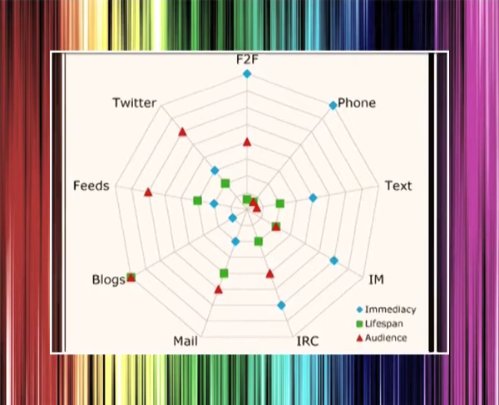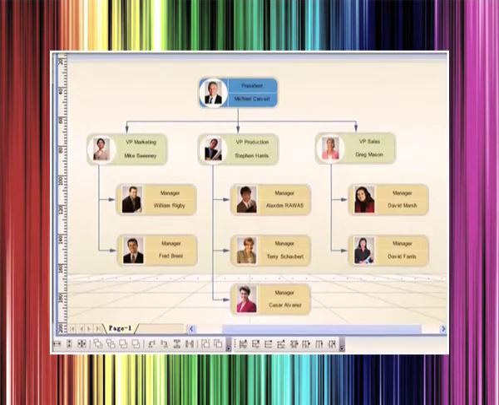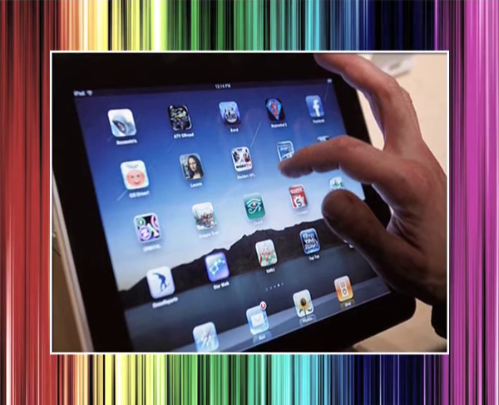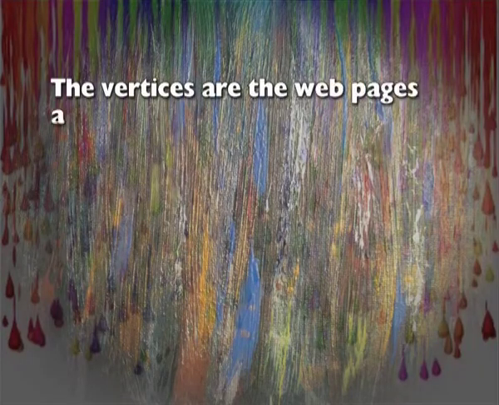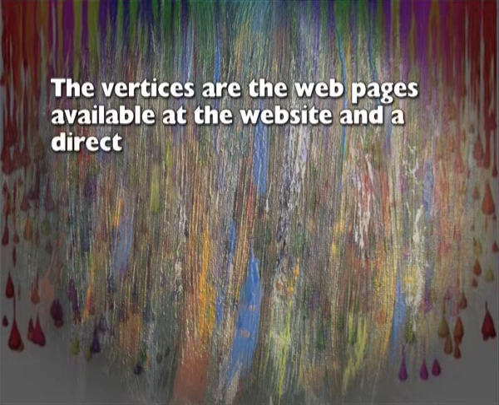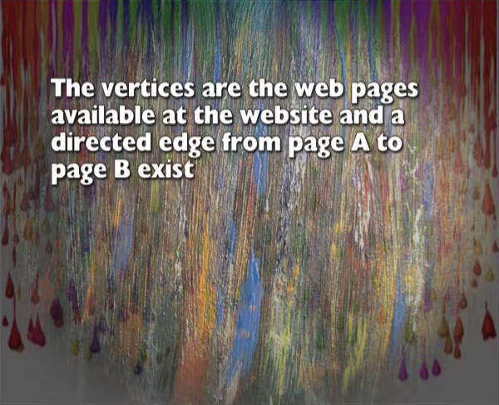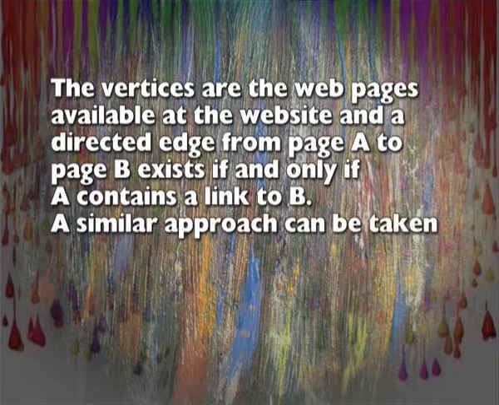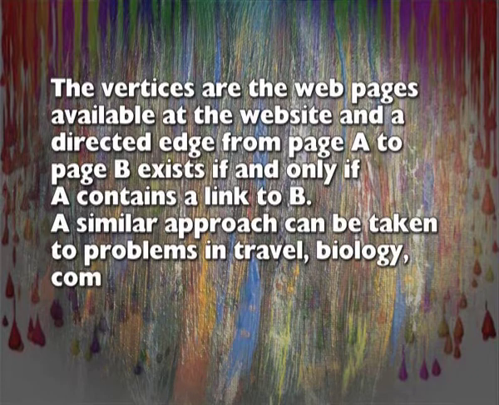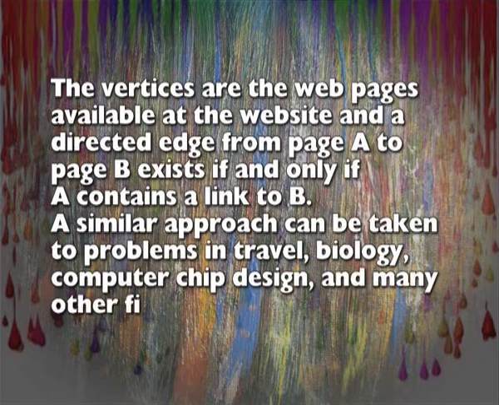In computer science, graphs are used to represent networks of communication, data organization, computational devices, the flow of computation, etc. One practical example: the link structure of a website could be represented by a directed graph. The vertices are the web pages available at the website, and a directed edge from page A to page B exists if and only if A contains a link to B. A similar approach can be taken to problems in travel, biology, computer chip design, and many other fields.